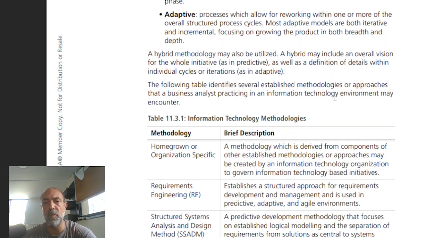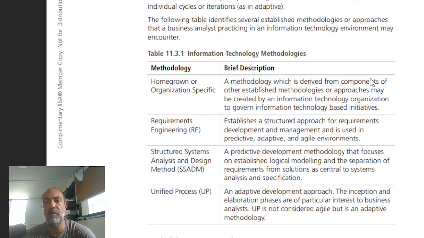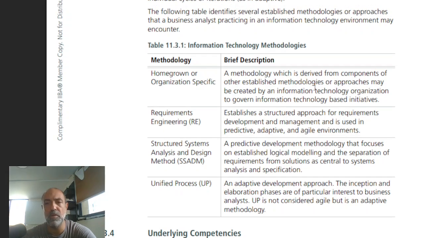A hybrid methodology may also be utilized. A hybrid may include an overall vision for the whole initiative as predictive, as well as definition of details within the individual cycles of iteration as adaptive. The following table identifies several established methodologies or approaches that a business analyst practicing in an information technology environment may encounter.